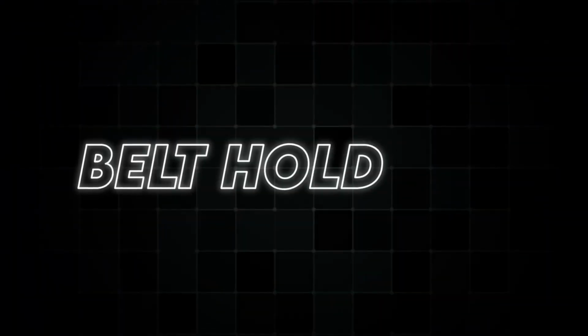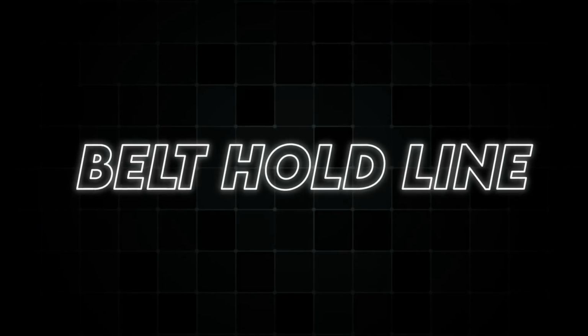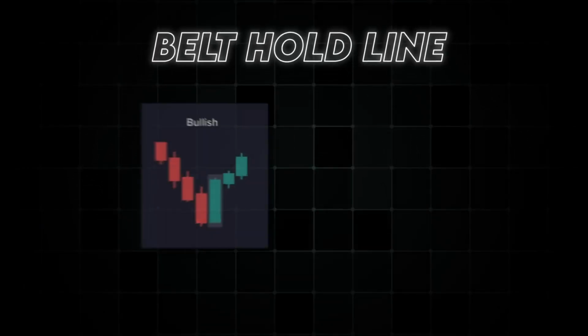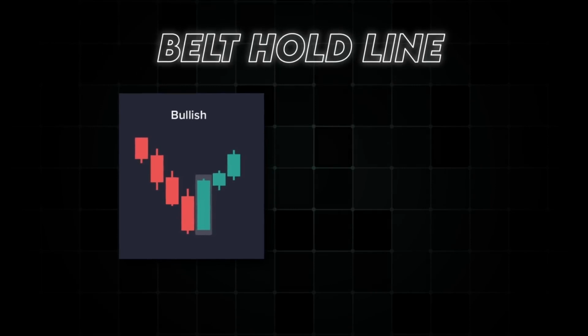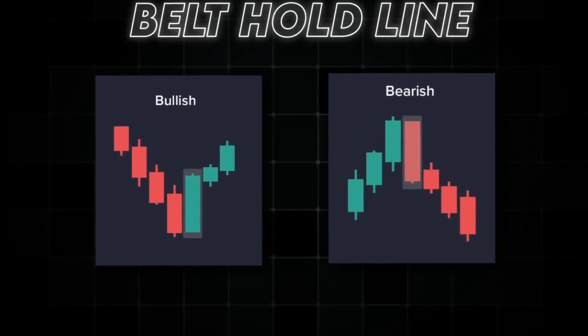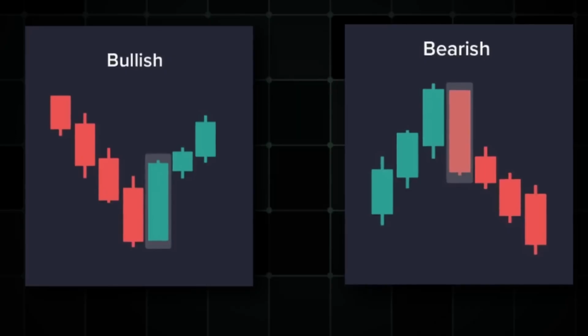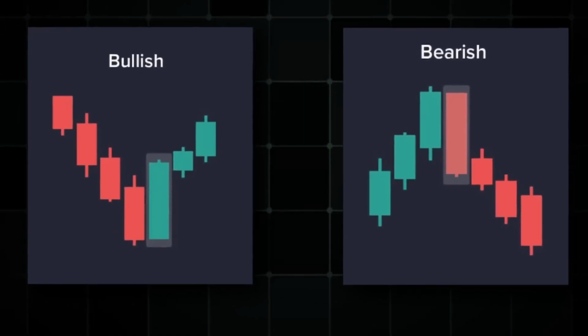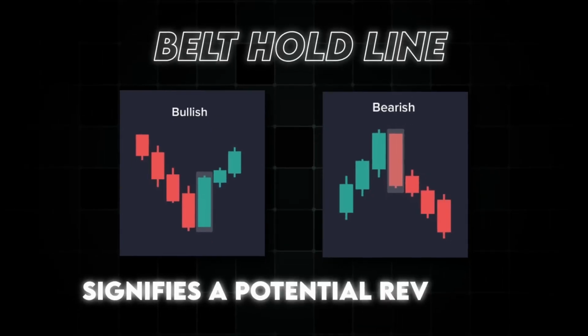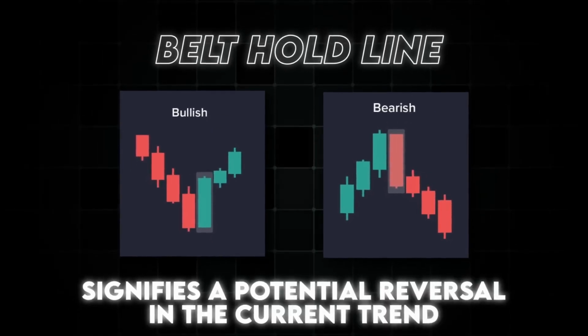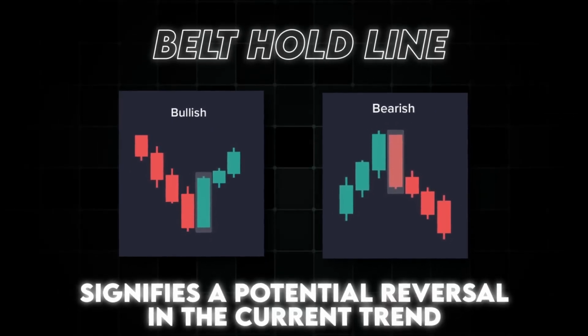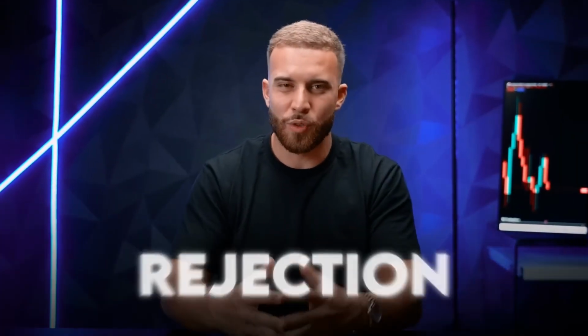Next example is the belt hold line. A belt hold line is a simple long candlestick, green for bullish and obviously red for bearish, opening at its low or high and closing near the opposite end of the range. It signifies a potential reversal in the current trend, especially when it occurs after a significant downtrend or uptrend, which is also known as a rejection in the market when you have that big wick.